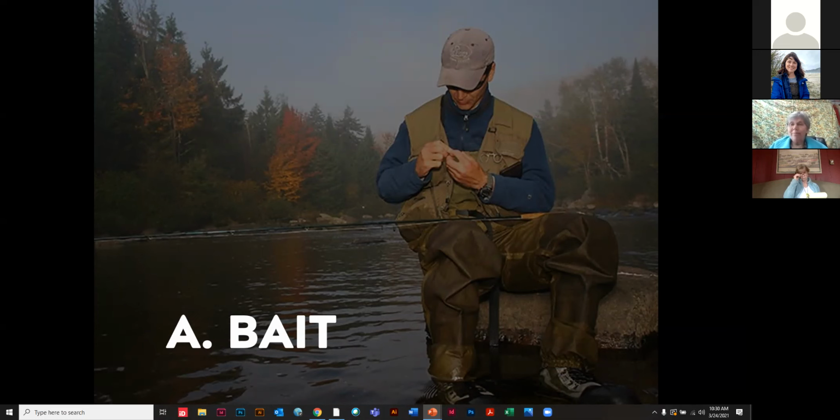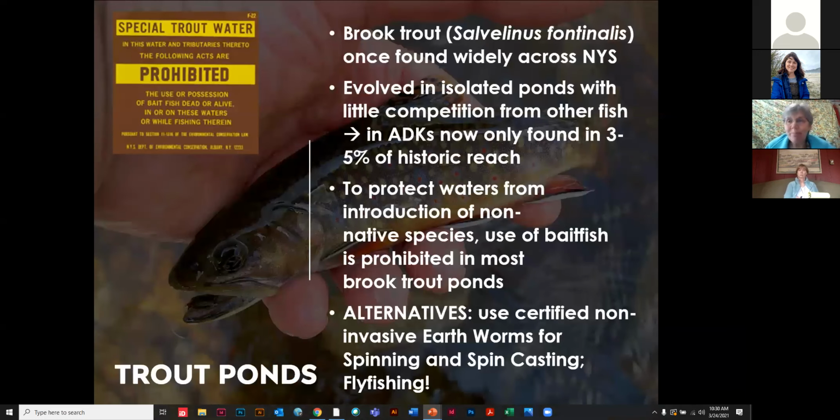We'll talk about it. So I'm going to talk about bait, and I'm going to talk about trout, because brook trout are really specific to the Adirondacks. There's a lot of fishing information you can find that's applicable to all parts of our state, but what's really unique to the Adirondacks are brook trout.